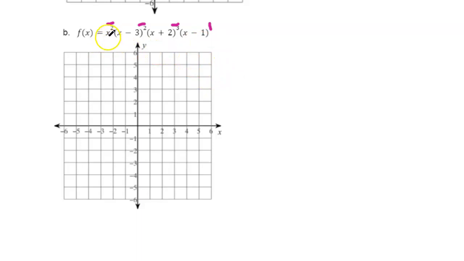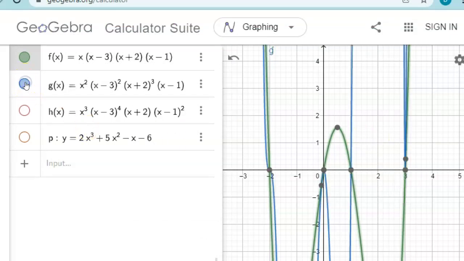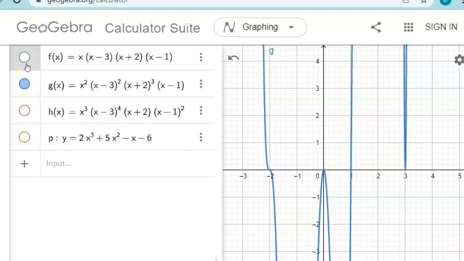So in each case, x squared is the 0 root, and it has a multiplicity of 2. This positive 3 has a multiplicity of 2. This negative 2 has a multiplicity of 3. And this positive 1 has a multiplicity of 1. Let's take a look at that graph and see what it looks like. And here it is. I'll put it in blue, and we'll get that green one out of there.